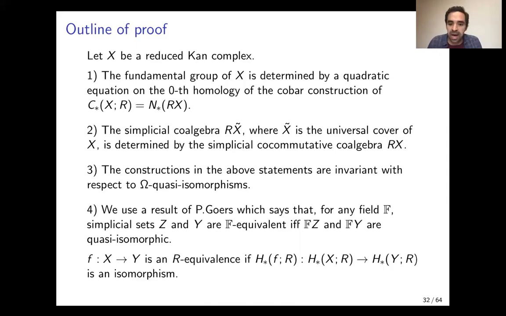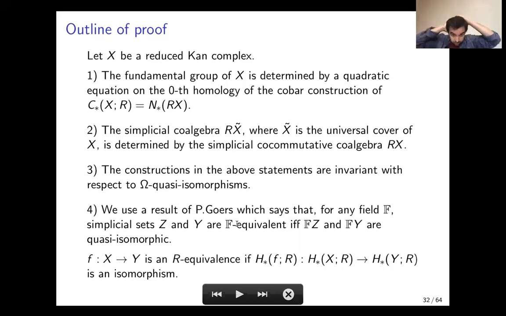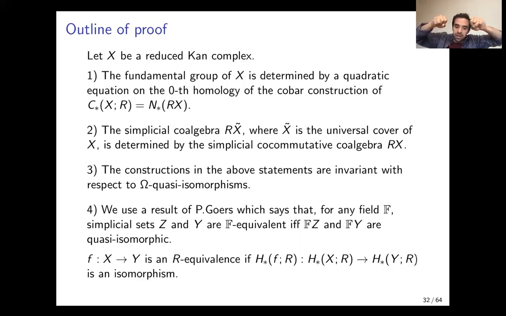And the idea is to apply this result of Gore's at the level of universal covers. So we start with the chains on X and the chains on Y, and we assume that they are cobar quasi-isomorphic. And then we pass to the universal covers. We get that the universal covers are quasi-isomorphic, and we use Gore's statements there. So that's kind of a rough outline.